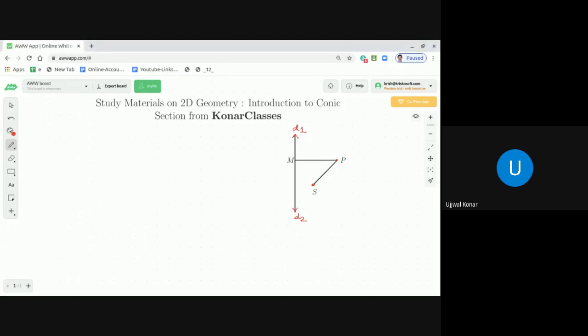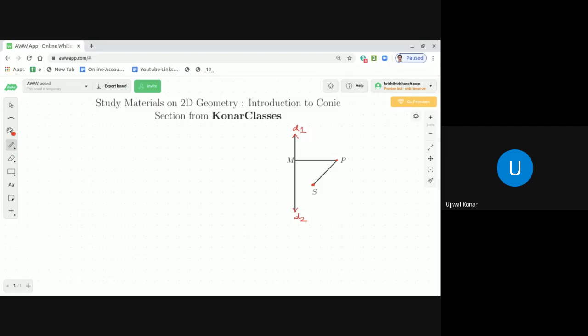The point P is moving, and D1 D2 is a fixed line and S is a fixed point. The point P is moving in such a manner that its distance from a fixed point, that is S, PS, is in constant ratio of its distance from the fixed straight line, that is PM.